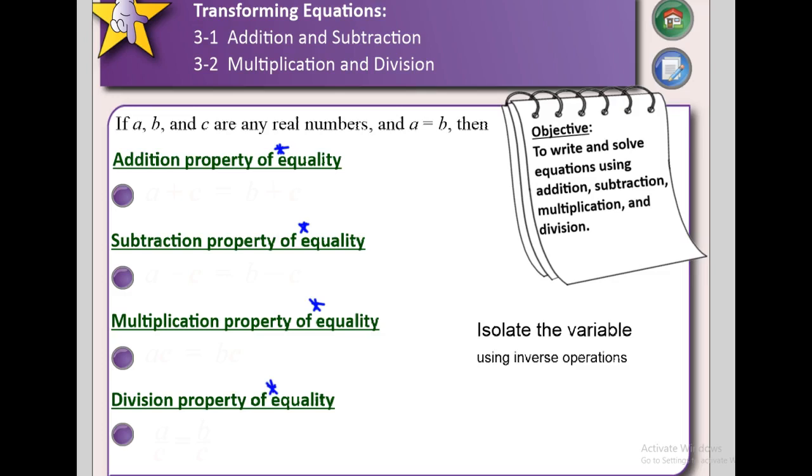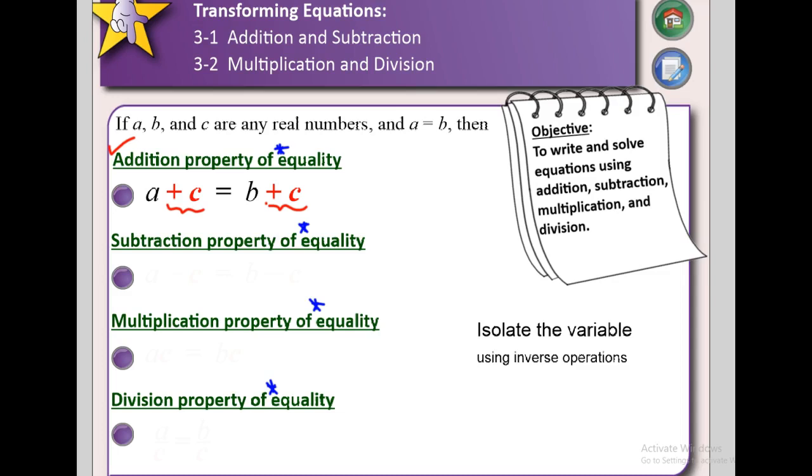Now, if you look at my beginning statement, it says if A, B, and C are any real numbers and A equals B, then here's what the addition property of equality looks like. If you notice, it says if I add C to one side, then I have to add C to the other. That equal sign is kind of like our pivot. So whatever we do to one side, we must do to the other.